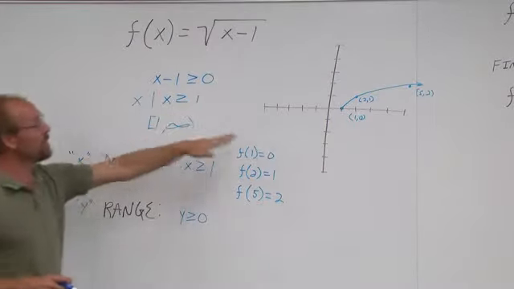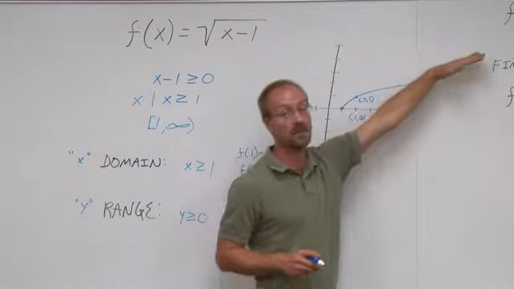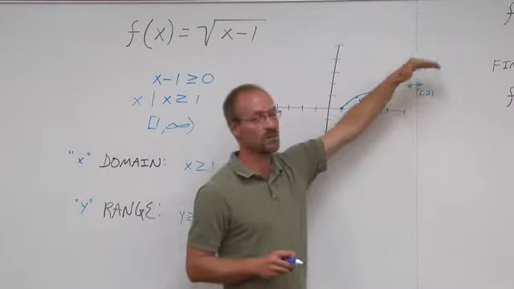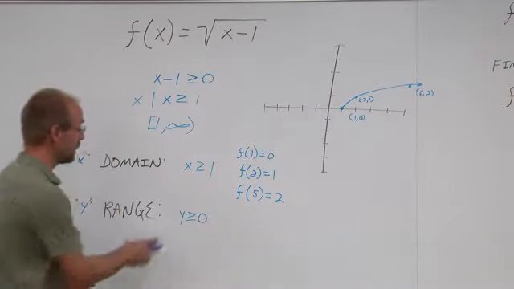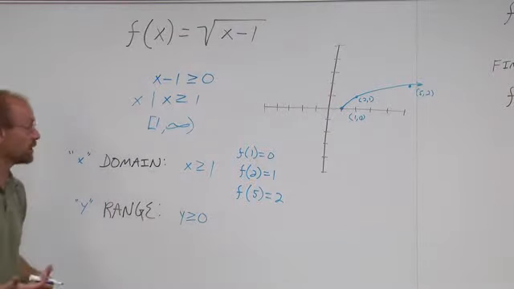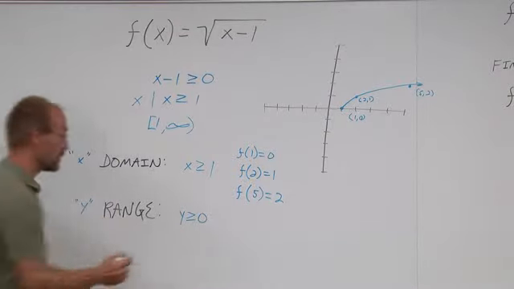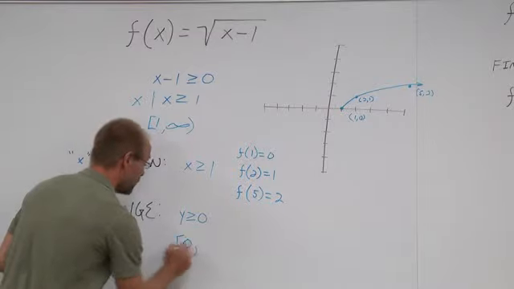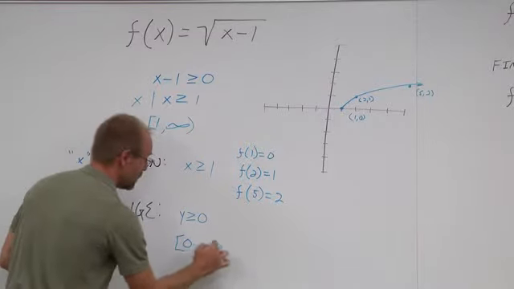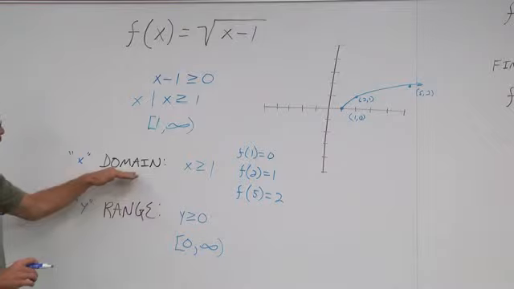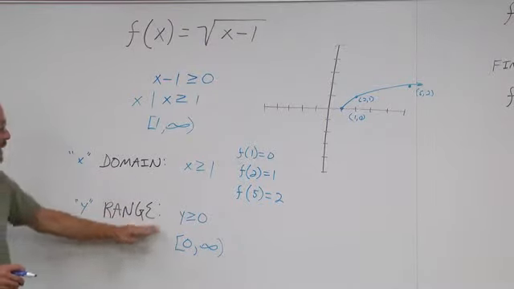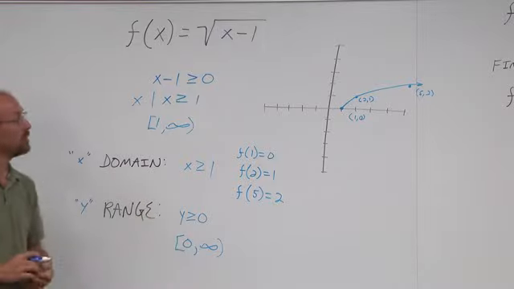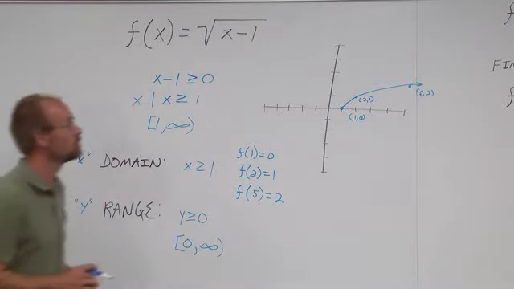And any value above, because as this line continues on to infinity, it does increase ever so slightly on to infinity. So it goes on and on and on. So y is greater than or equal to 0. If I wrote this in interval notation, it would be 0 to infinity. So these are domain, the x values that are part of the function, and the range are the y values that will be our outputs of our function.